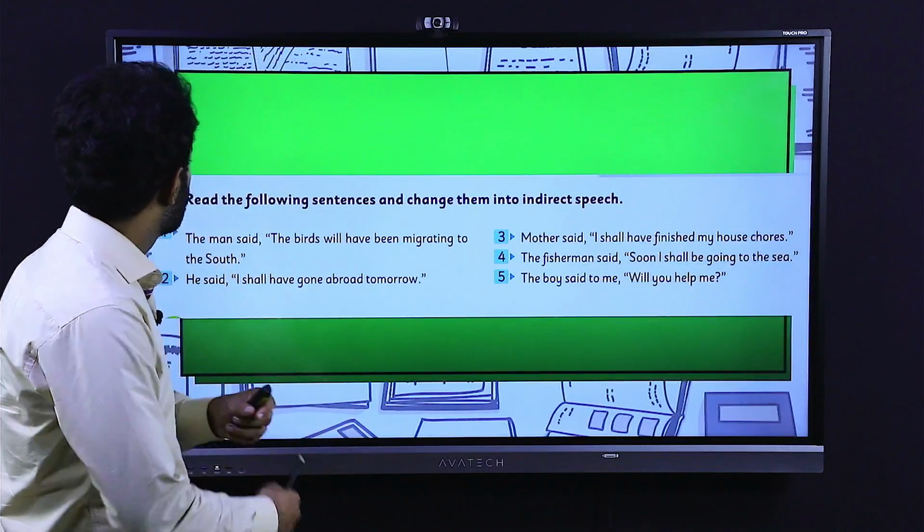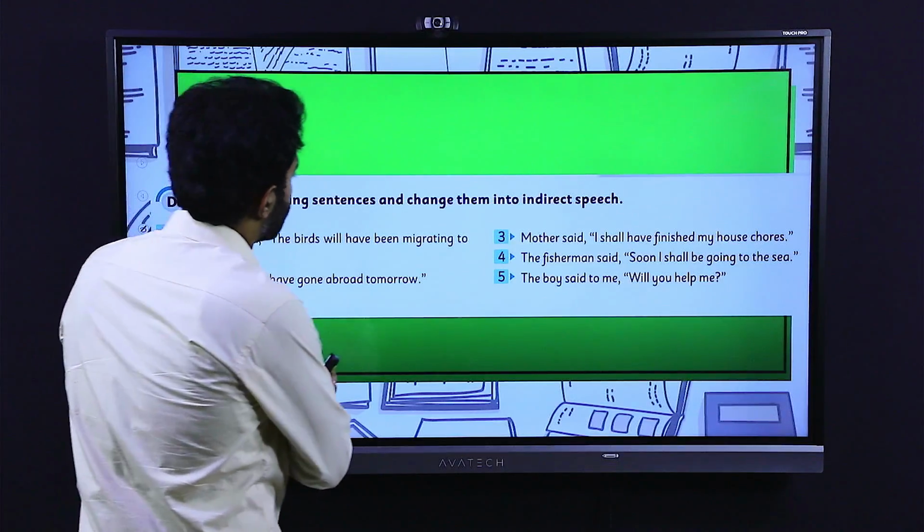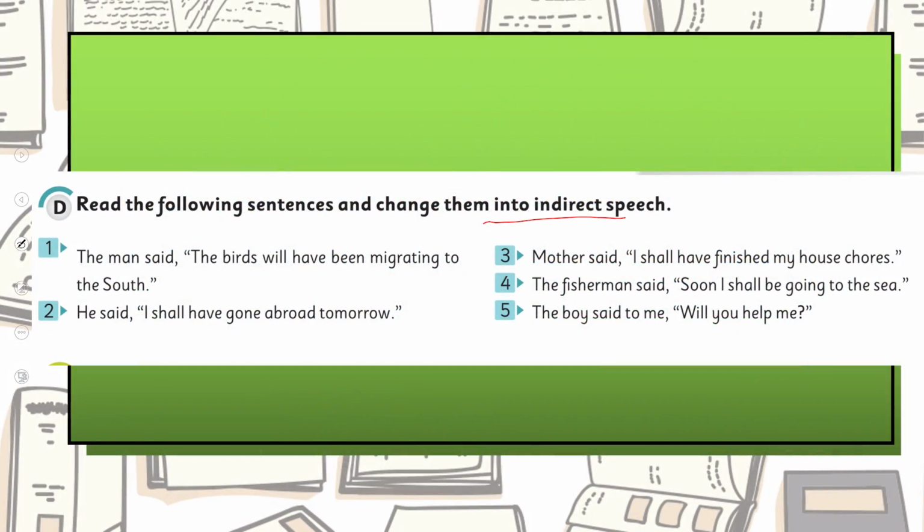Now, you have to read the following sentences and change them into indirect speech. Now, what do we see in the reported speech? The man said the birds will have been migrating to the south. Is it in the future? Yes. The reported verb is in the past form, but this is in the past perfect continuous. So we will change it.